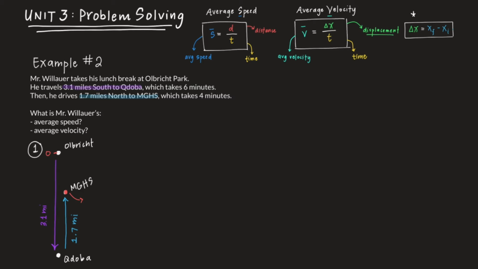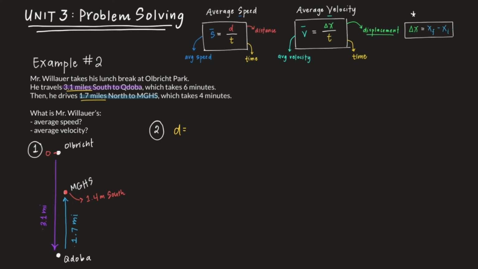Then MGHS is located, well, if I take 3.1 and I subtract 1.7, a little bit of geometry there, MGHS must be 1.4 meters south. Another way I could write that would be negative 1.4 meters, right? Because south is a negative direction. And I just got that from subtracting those two distances I was given. So I am given 2 different things in the problem.